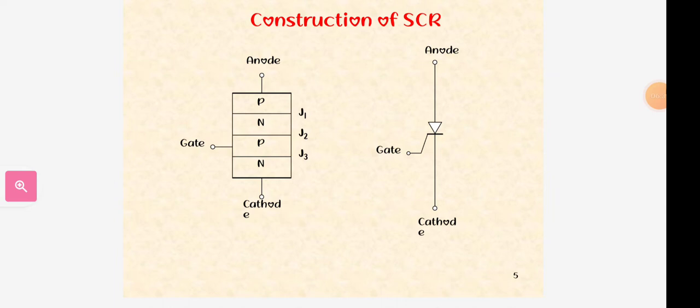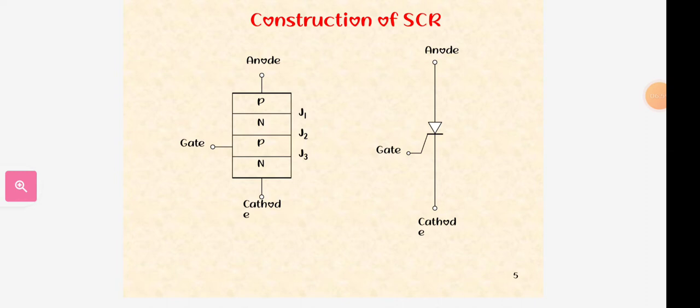The gate terminal is triggered with pulses. By proper triggering with a proper gate signal between gate and cathode, the SCR will conduct current from anode to cathode. Hence, the SCR is used as a controlled switch.